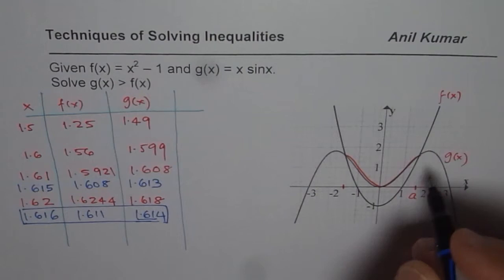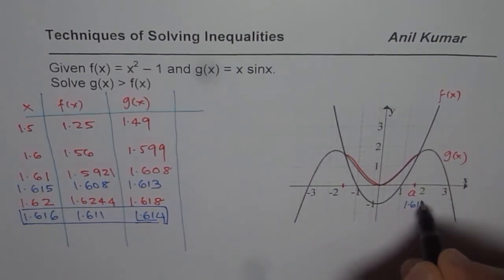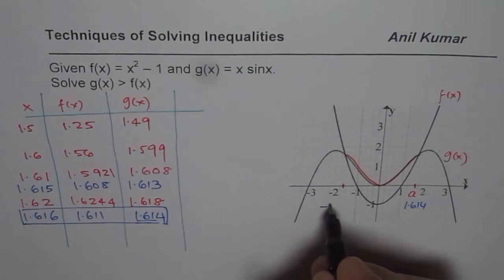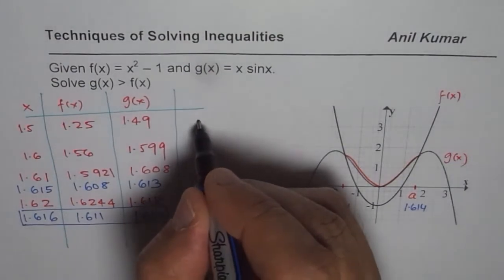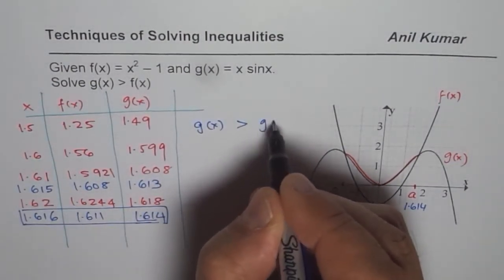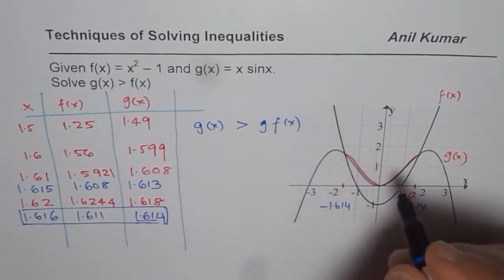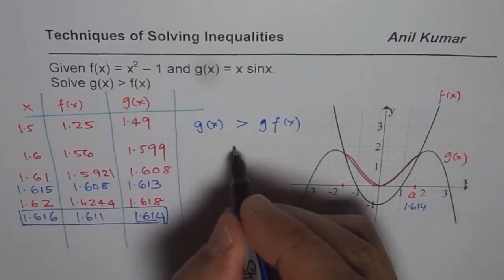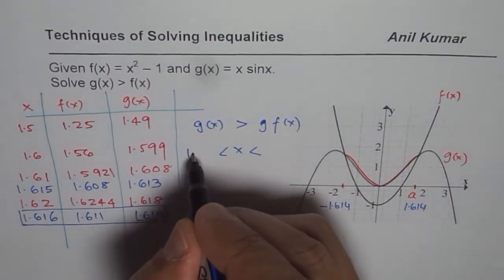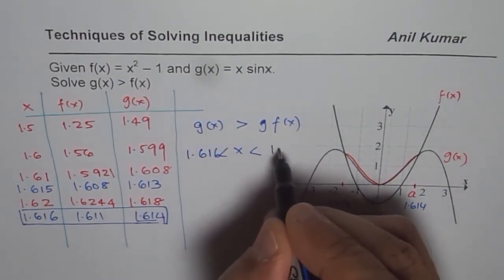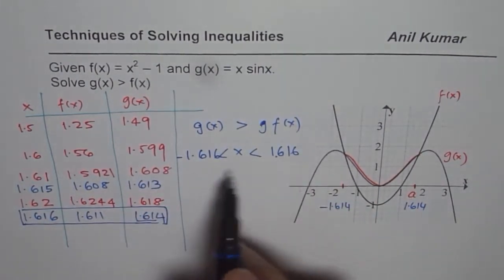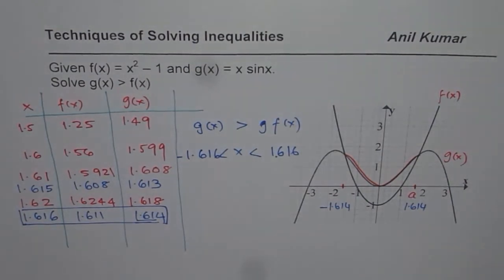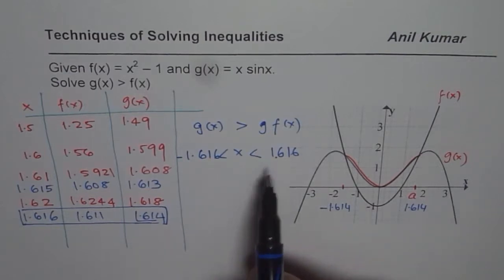So we can say that this point A is 1.614, and on the other side it should be minus 1.614, correct? And therefore we can say g of x is greater than f of x, where g of x is a sinusoidal function, in the interval when x is between minus 1.616 and 1.616. So it is between these two values approximately, right? So that is how, see, it is still greater, right? So that is a fairly good approximation for our answer, right?